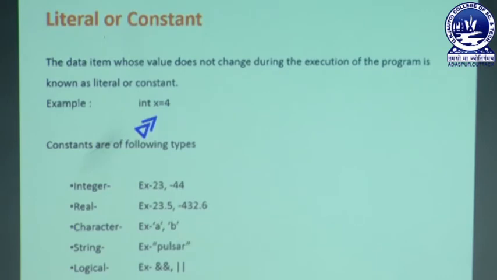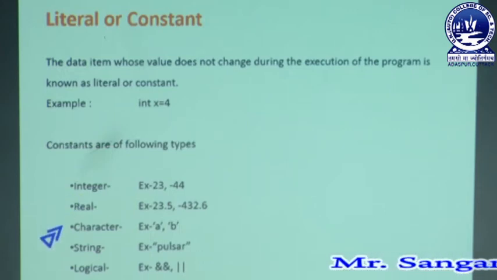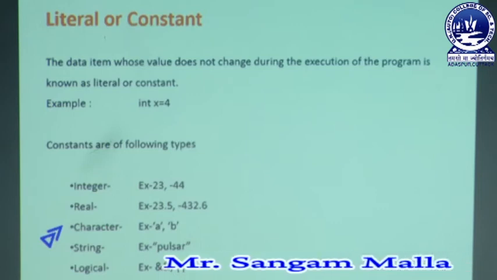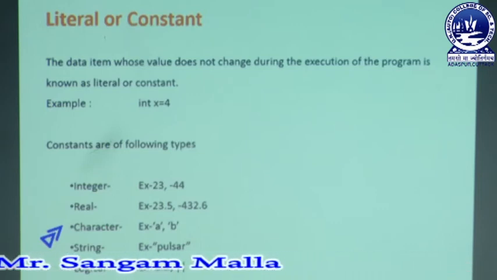So actually constants are also of different types. You can clearly see what the different types of constants are. So we have types of constants, that is integer, real, character, string and logical.